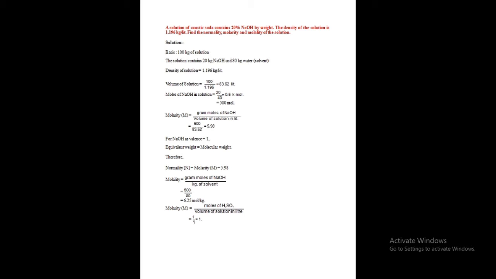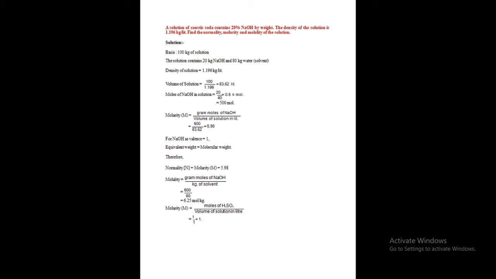Next we want moles of solute. Which one is the solute in our problem? NaOH. So the moles of NaOH in solution. You already know the moles formula: moles is equal to weight by molecular weight. Here the weight of NaOH is 20. Molecular weight of NaOH is 40. So 20 by 40 is equal to 0.5 kilomole.